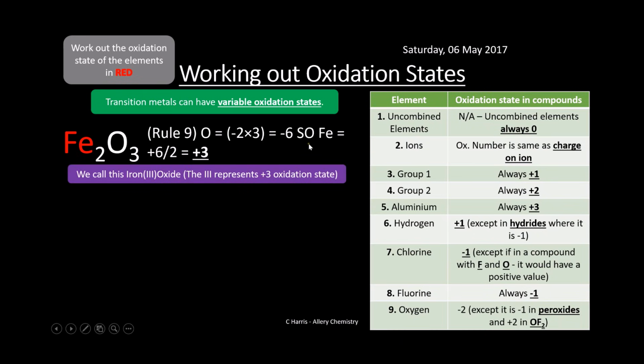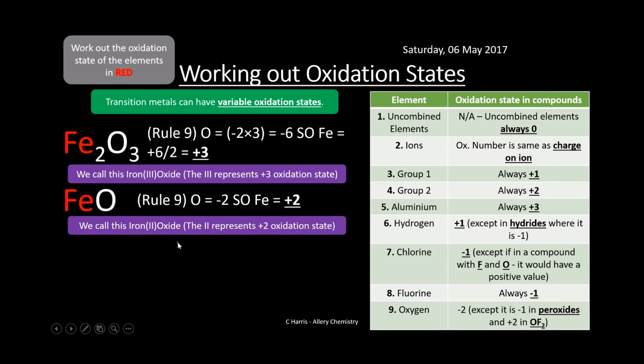Okay, this one's iron 3. We use the Roman numerals to put 3 on there to show that it's a +3 state. So it's iron(III) oxide. But this one is iron oxide 2. Okay, but look at the formula. It's different. Oxygen's -2, so iron has got to be +2 because the whole thing balances out.